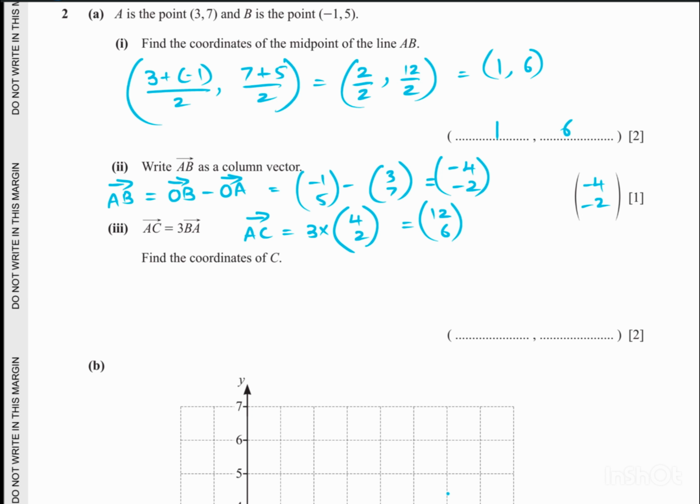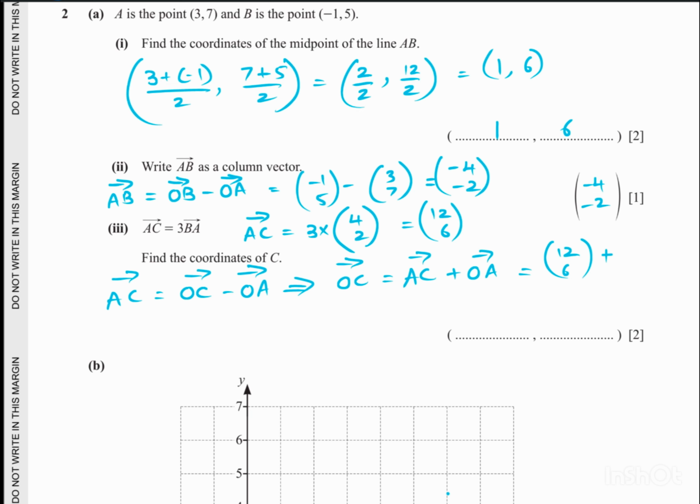We need to find coordinates of C. So vector AC will be OC minus OA. So this implies OC will be equal to AC plus OA. So AC we already got as (12, 6), and OA we know it is (3, 7). So 12 plus 3 is 15. OC will be 15, and 6 plus 7 is 13. So if I write it as coordinates, it will be (15, 13). These are the coordinates of C.